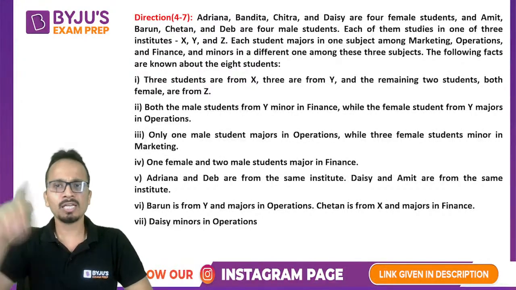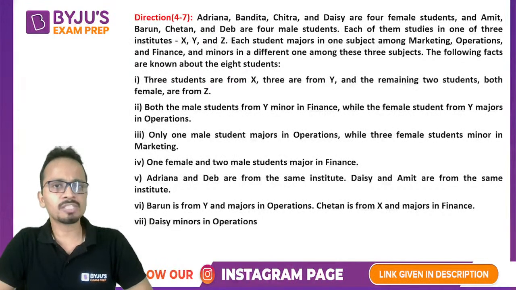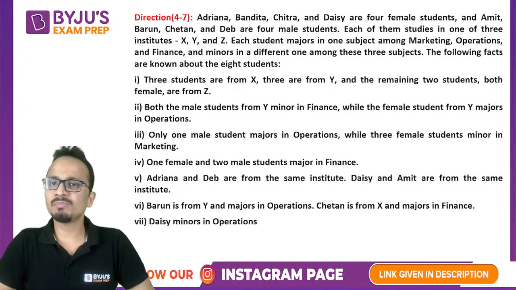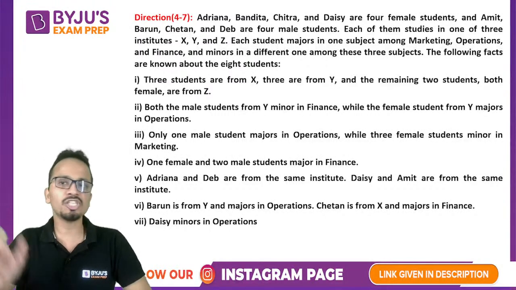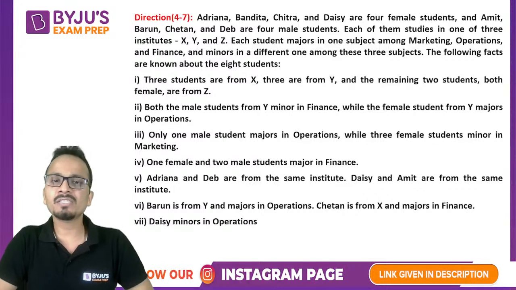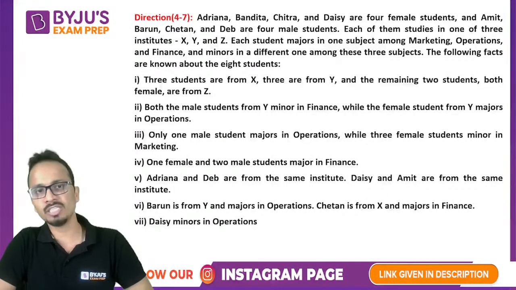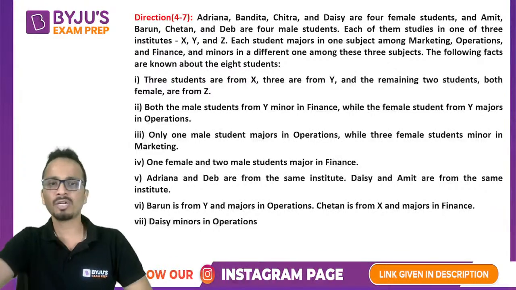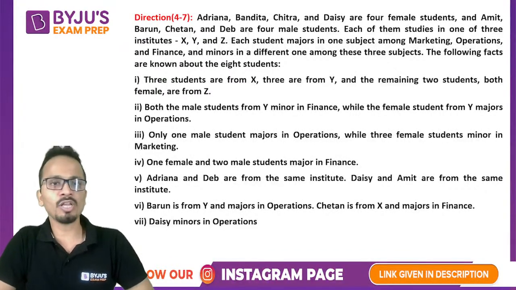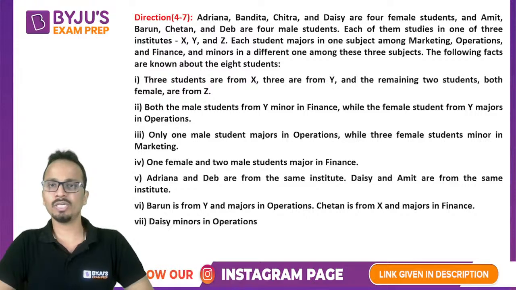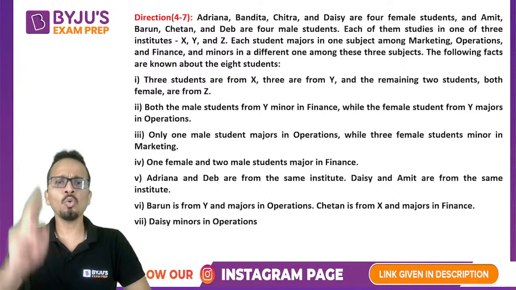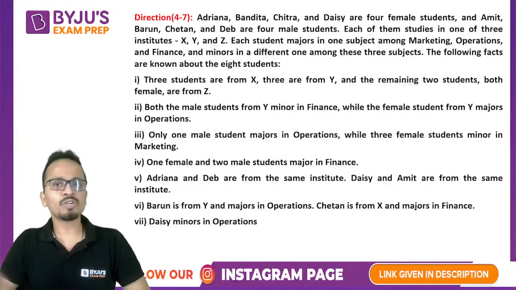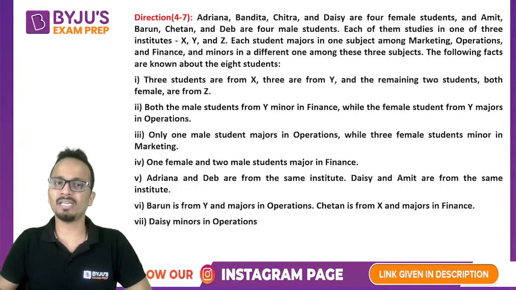Another column will be for the institute in which they are studying. It can be either X, Y or Z. Each student majors in one subject among marketing, operations and finance. So the third column will be for the major subject, and each student minors in a different one among these 3 subjects, so the fourth column will be for the minor subject. The following facts are known about these 8 students. Up till this point, we understand that there will be one column for name, one for the institute, one for the major subject and one for the minor subject.